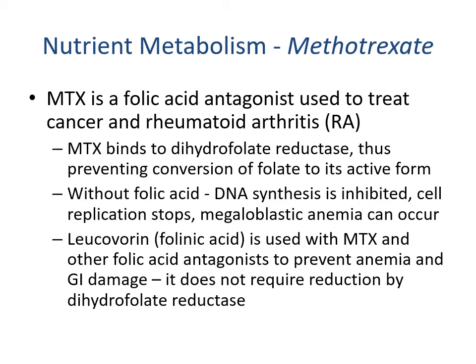To give you some other more famous drugs, Methotrexate. Methotrexate is a folic acid antagonist used to treat cancer and rheumatoid arthritis. Methotrexate binds to dihydrofolate reductase, thus preventing the conversion of folate to its active form. And we know that without folic acid, DNA synthesis is inhibited, cell replication stops, and megaloblastic anemia can occur. Leucovorin, or folinic acid, is used with methotrexate and other folic acid antagonists to prevent anemia and GI damage, as it does not require reduction by dihydrofolate reductase.